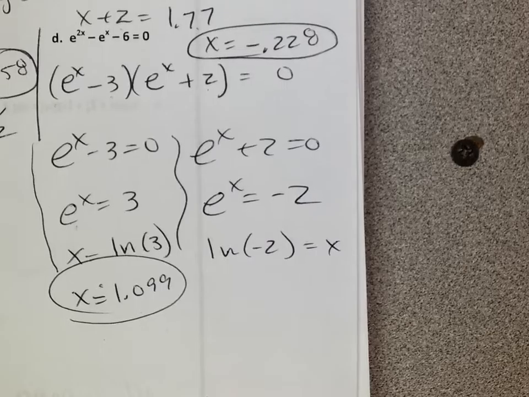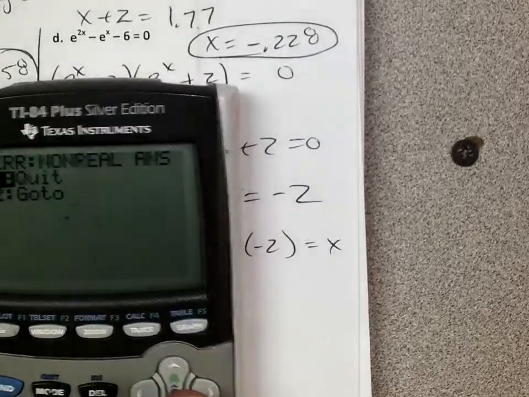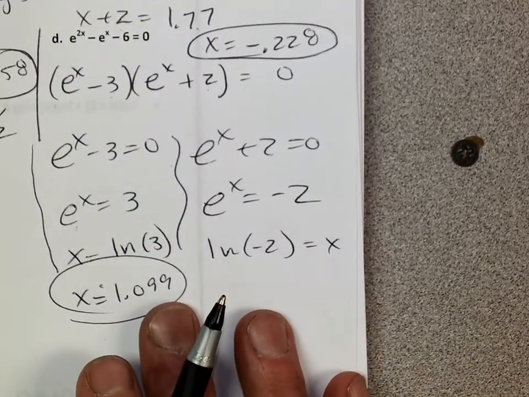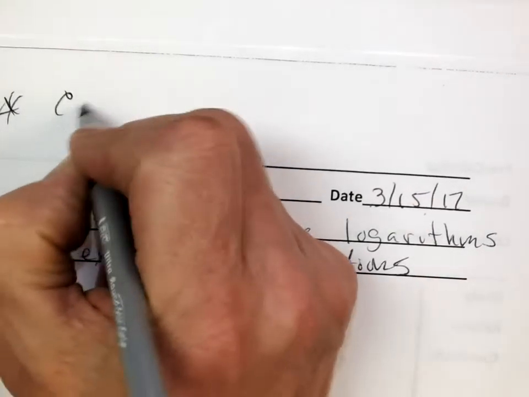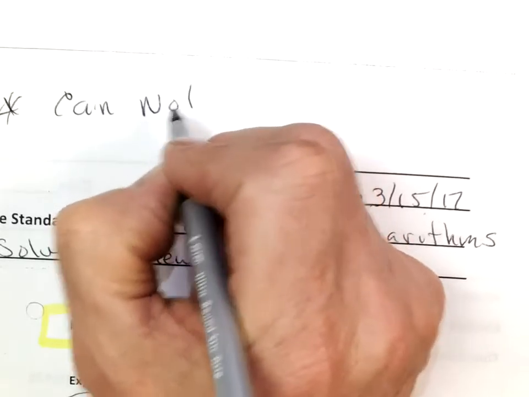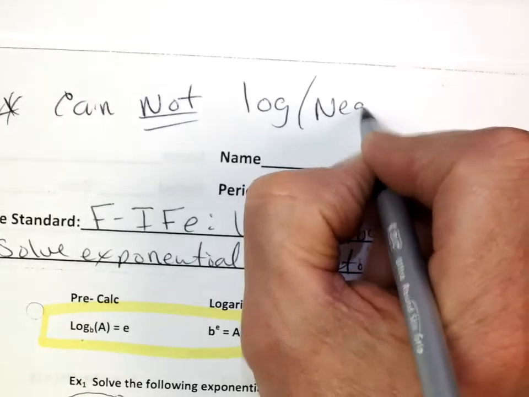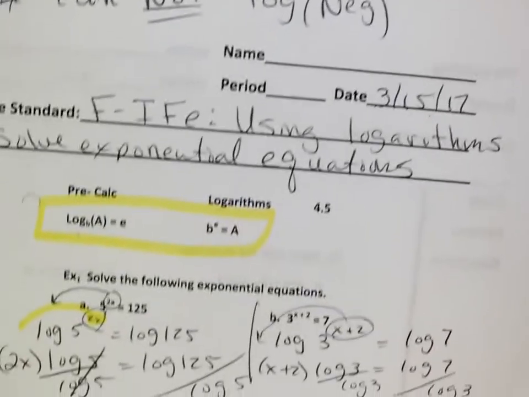Except it won't work. In fact, let's give it a try. ln of negative 2. It doesn't like that. A little note: you cannot take the log of a negative number. It won't work because no matter what exponent you have, you'll never get a negative number. You can get a smaller and smaller number, but you can never get a negative number, okay? All right, slide it back up.